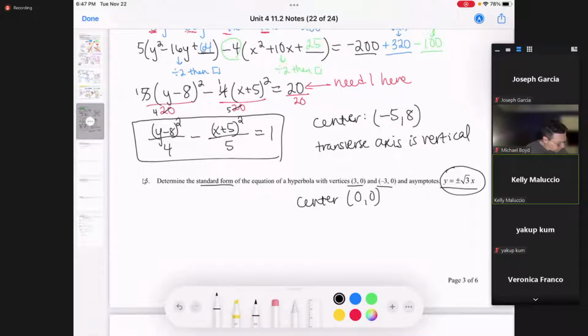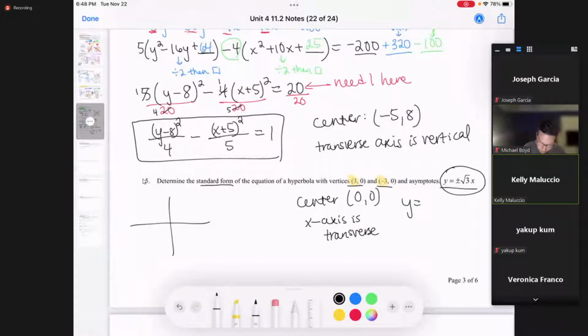Sorry, I'm losing my mind. Because the 3 and negative 3, the center is 0, 0, and because these numbers are in the x coordinate, we know that the x-axis is the transverse. Okay. And because from the center, this one doesn't change. And so x-axis is our transverse.